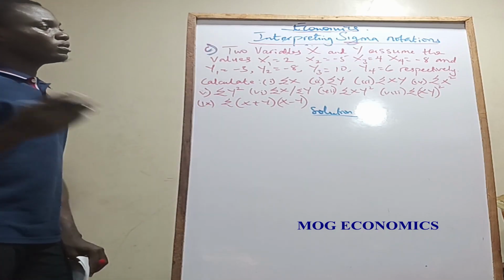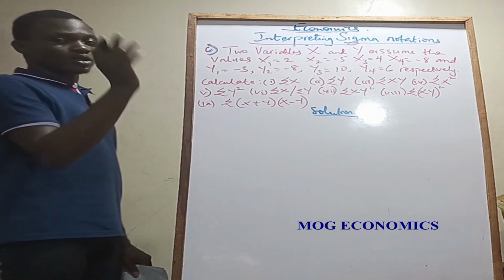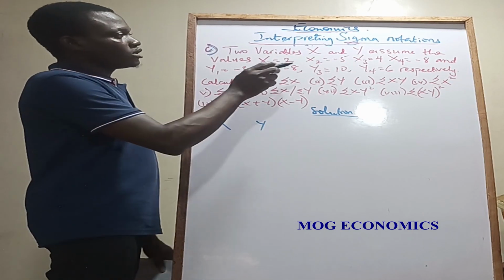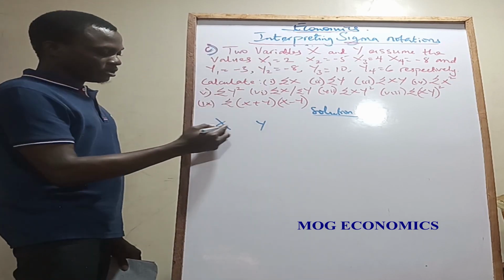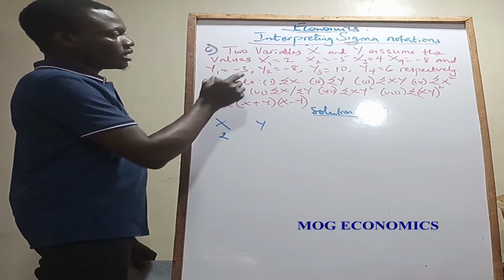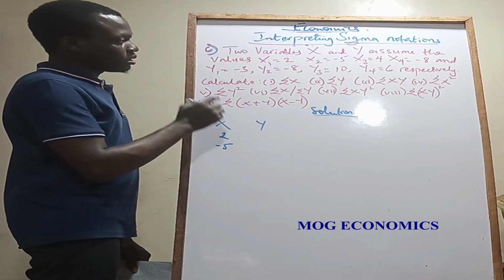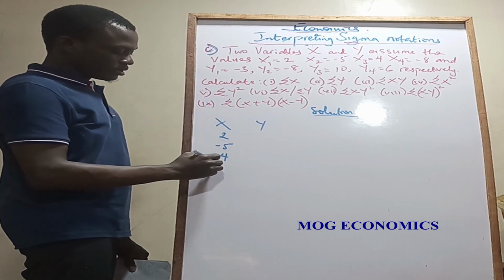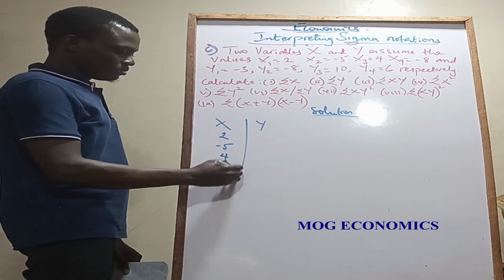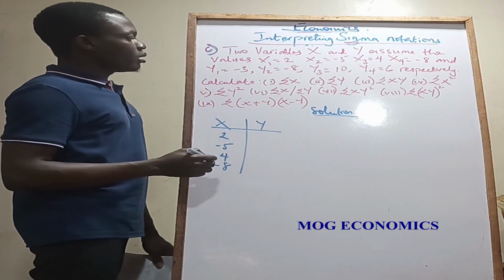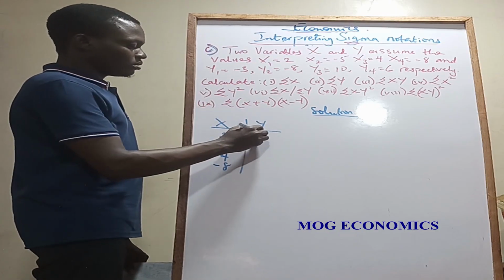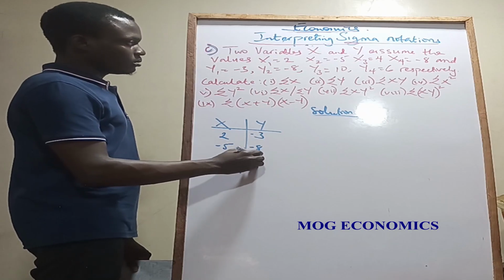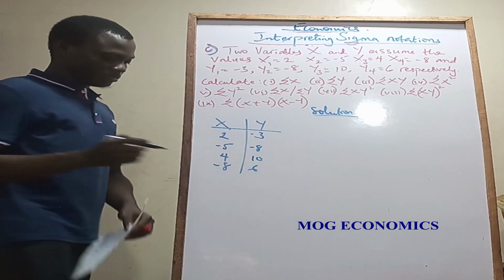Now, two variables x and y assume the values. So what are the variables? X and y. X1 is 2, so the first number here is 2. X2 is minus 5, the second number is minus 5. X3 is 4, X4 is minus 8. How about y? Y1 is minus 3. Y2 is minus 8, Y3 is 10, Y4 is 6.